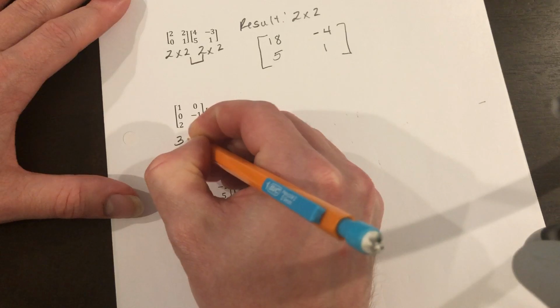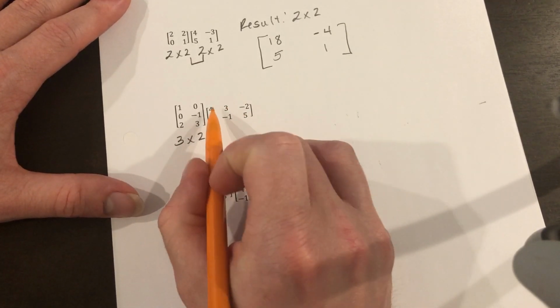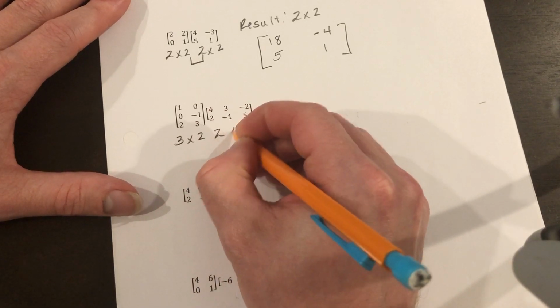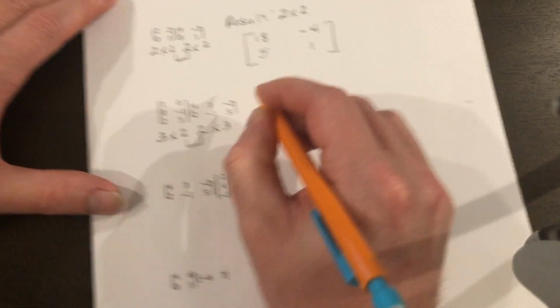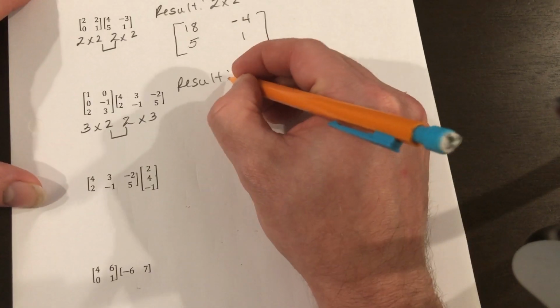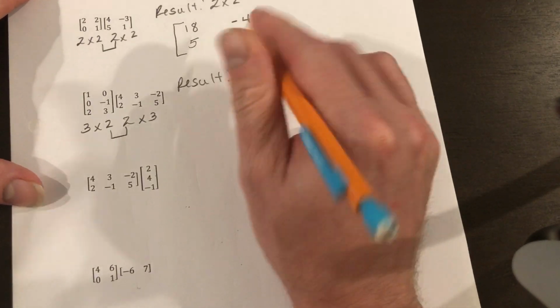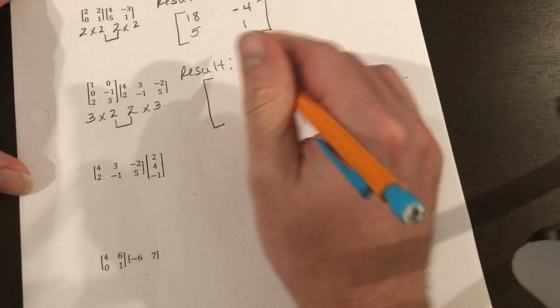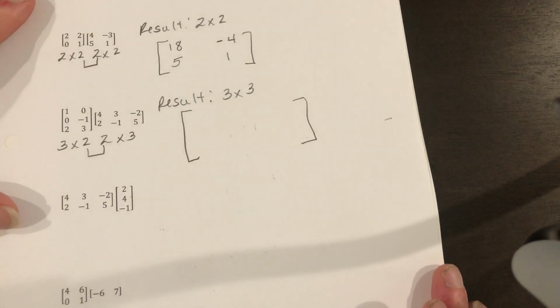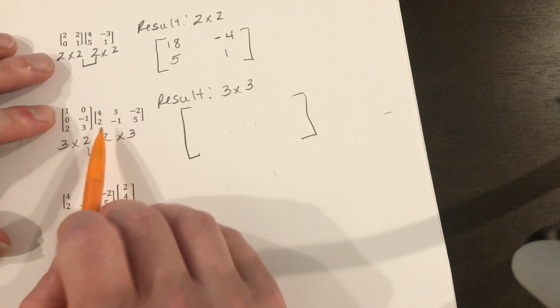So this is 3 by 2. And this is going to be rows by columns. So it's a 2 by 3. They match up. So our result is a 3 by 3. Okay, so rows by columns.